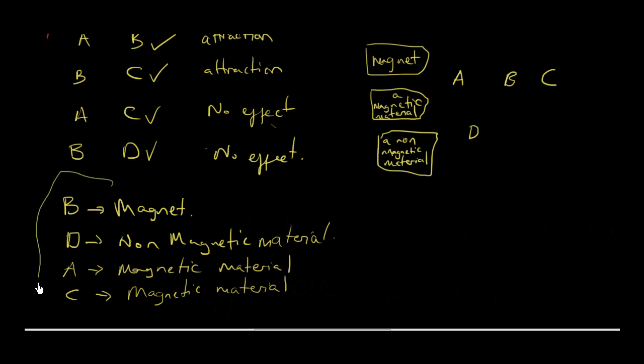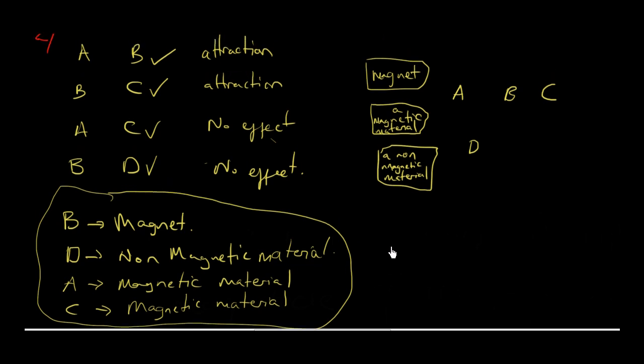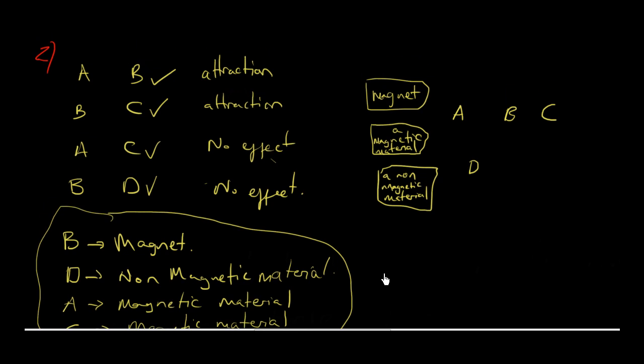So here we started with a little bit of an assumption and said, okay, B seems to cause attraction here and there, so let's call that a magnet. Then we looked down here and said, that's a magnet, so that has to be a non-magnetic material because there's no effect. So I put that there, and then I just followed from there with a bit of logic, and we got the answer. All right, so hopefully that makes sense.